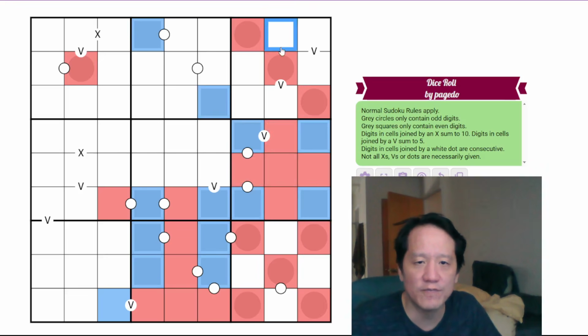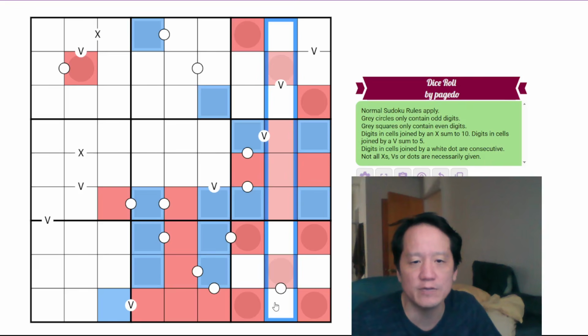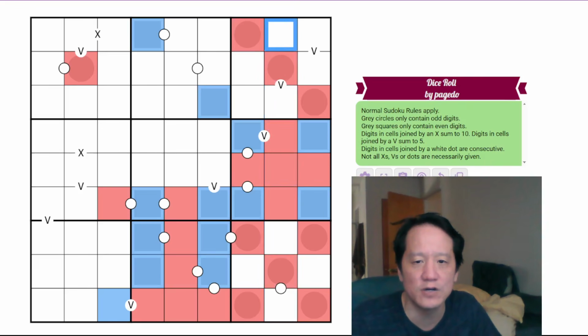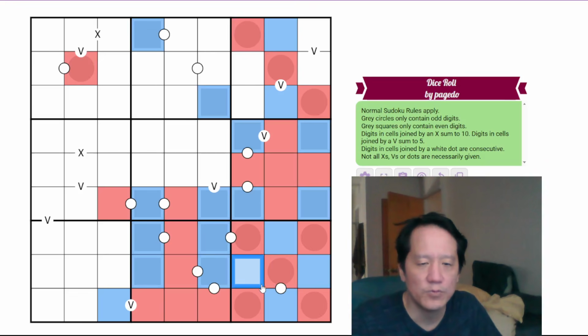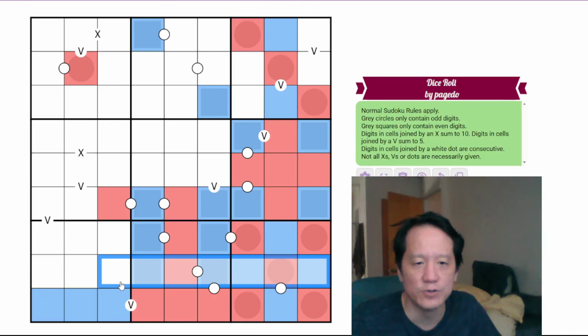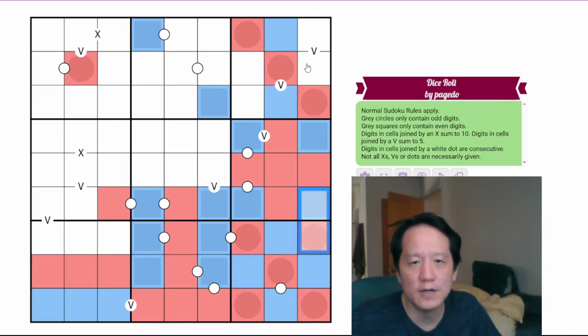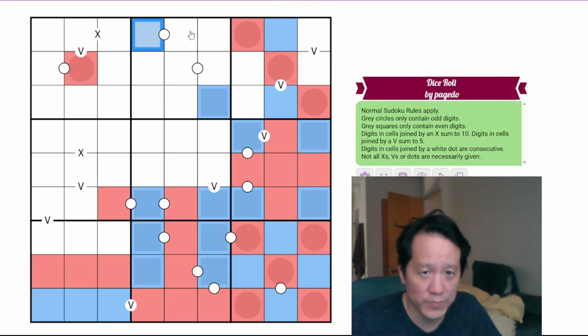Now we have 5 odds in column 8, which eliminates odds in the rest of the column, so these are even. We have 5 odds in this lower right-hand box, so these must be even. We have 5 odds in row 9, so these must be even. We have 4 evens in row 8, so the rest must be odd. This is even, so this must be odd to be consecutive with it.